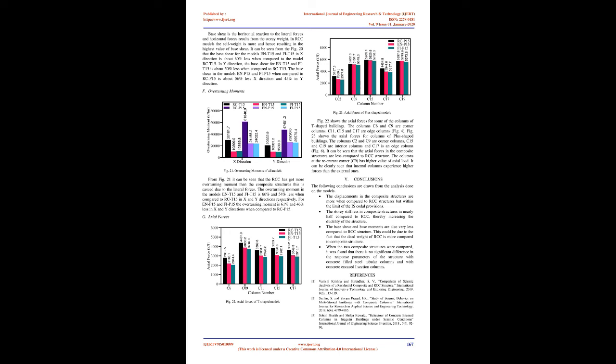F. Overturning moments. From Fig 21 it can be seen that the RCC has more overturning moment than the composite structures. This is due to the lateral forces. The overturning moment in the models NT15 and Phi-T15 is 66% and 54% less when compared to RCT15 in X and Y directions respectively. For NP15 and Phi-P15 the overturning moment is 61% and 46% less in X and Y directions when compared to RCP15.